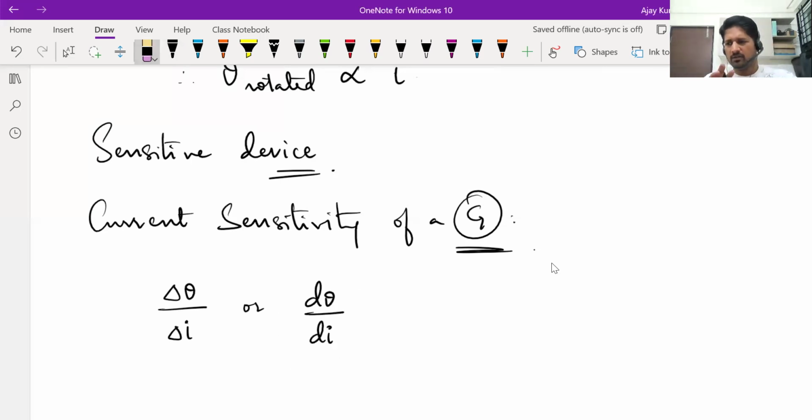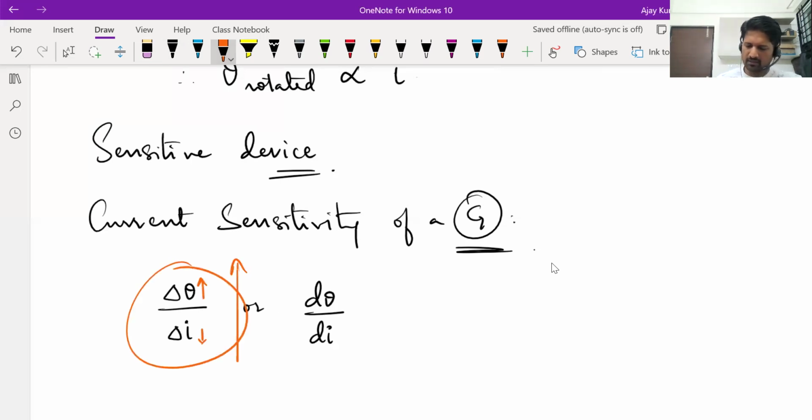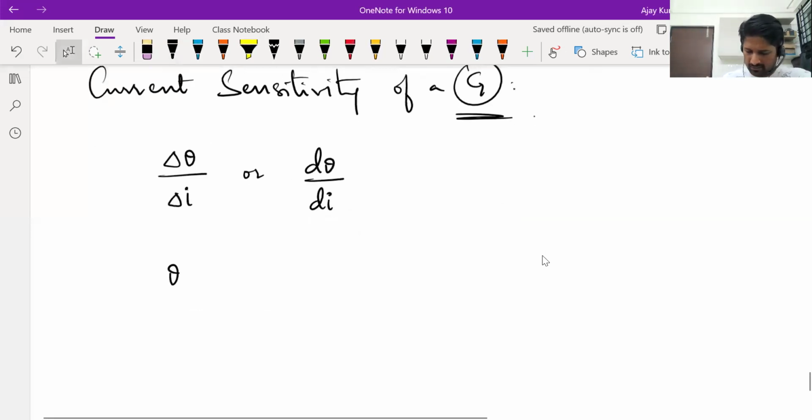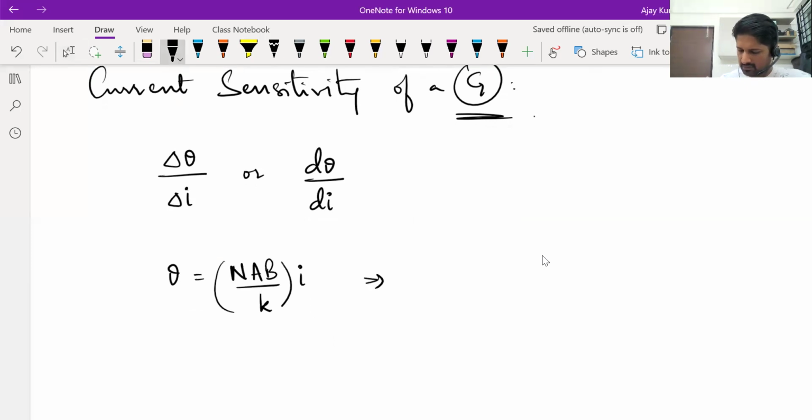It makes sense, no? More angle rotated for small current, sensitivity will be high. If angle rotated is more for small currents, the sensitivity value will be a large value. That way it makes sense. So remember, d theta by dI is what we call current sensitivity. And how do you get that? We know theta is equal to, like we just derived, NAB by K into I. This whole thing is a constant. So from this you can say d theta by dI is simply NAB by K. So this is the current sensitivity of the galvanometer.